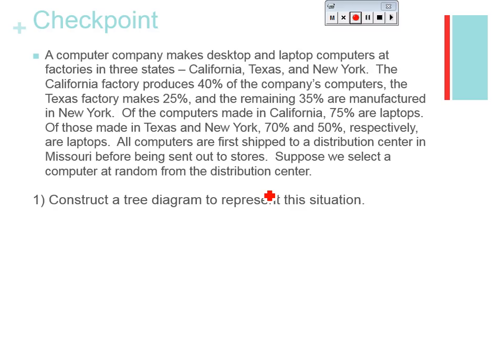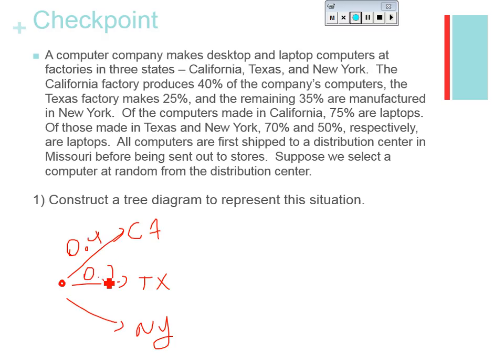So for number one, if we're talking about constructing a tree diagram, I got this here. So I'm going to start with the states. So I have California, I have Texas, and New York. So the probability that a computer is made in California is 0.4, so I'm going to put that here. The probability that a computer is made in Texas is 0.25, so that's going to go here. And then the probability that a computer is made in New York is 0.35, so that's going to go here.